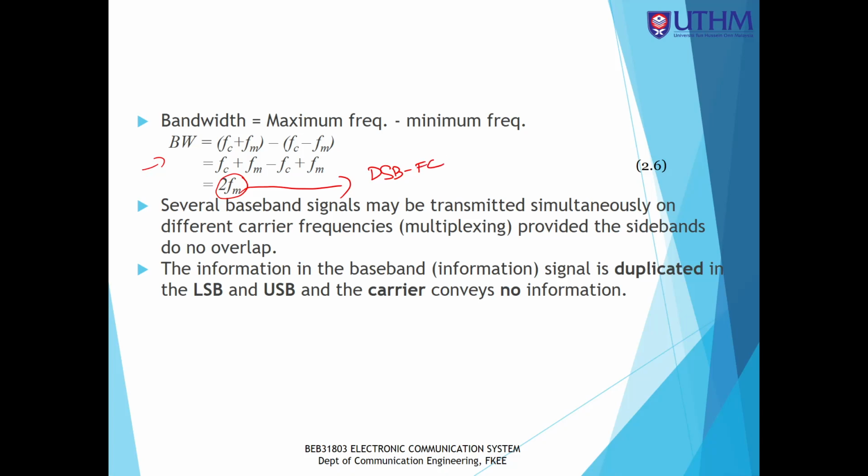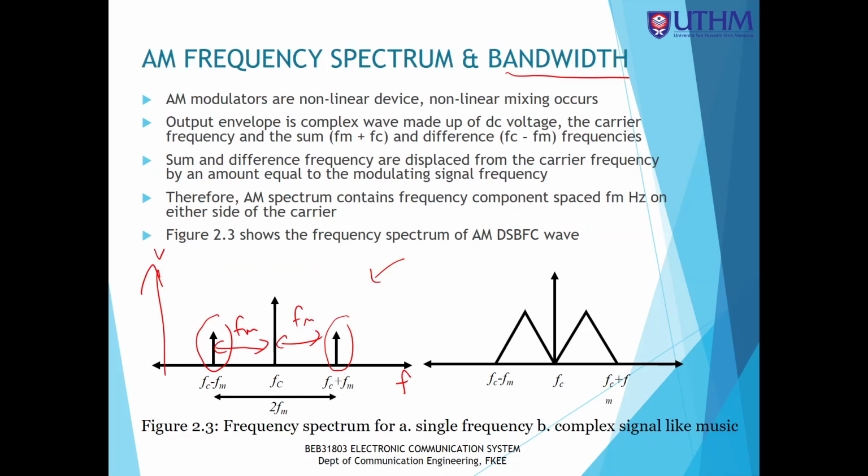Several baseband signals may be transmitted simultaneously on different carrier frequencies, multiplexing, provided the sidebands do not overlap. Information is in the baseband, the information signal is duplicated in the lower sideband and upper sideband, and the carrier conveys no information. What is this about? This statement says that information is contained within the sidebands, the lower and upper sideband, and the carrier does not convey any information.